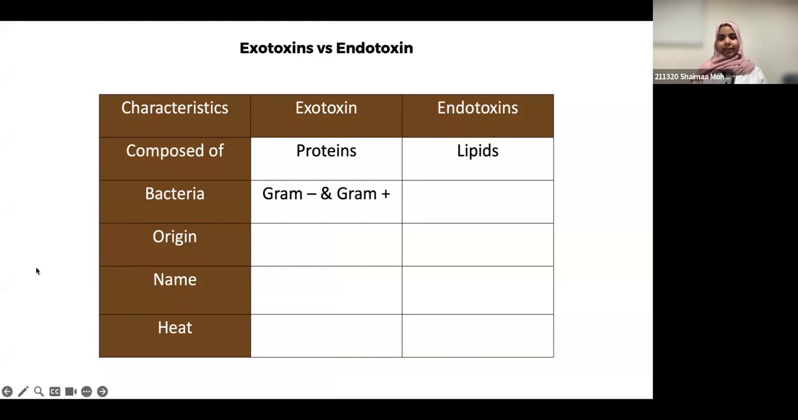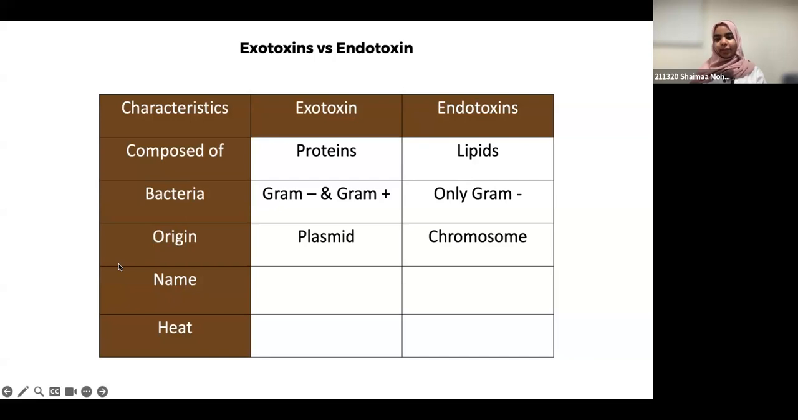Both. And endotoxins? Only gram-negative, okay? Because lipid A is only present in gram-negative bacteria. Okay, what about the origin? Is it from chromosome or plasmid, exotoxins? Exotoxins are plasmids, and endotoxins? Chromosome, okay.